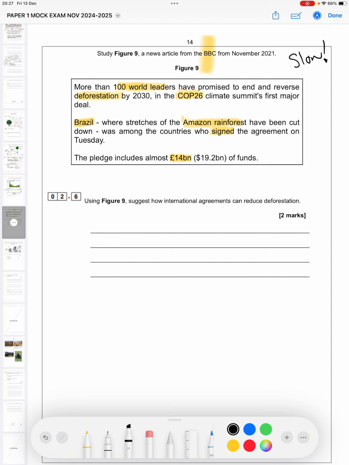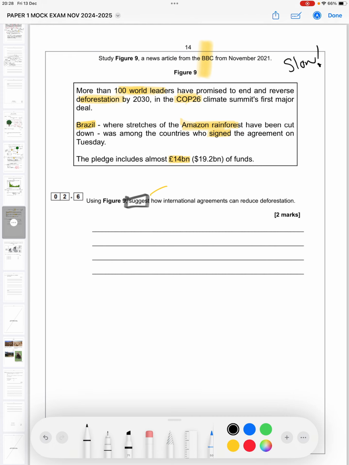And when you have a look, it says suggest. Suggest is basically just explain. Let's see my pen now. It's to explain how international agreements can reduce deforestation. So what you're understanding here is collective action leads to a wider impact.